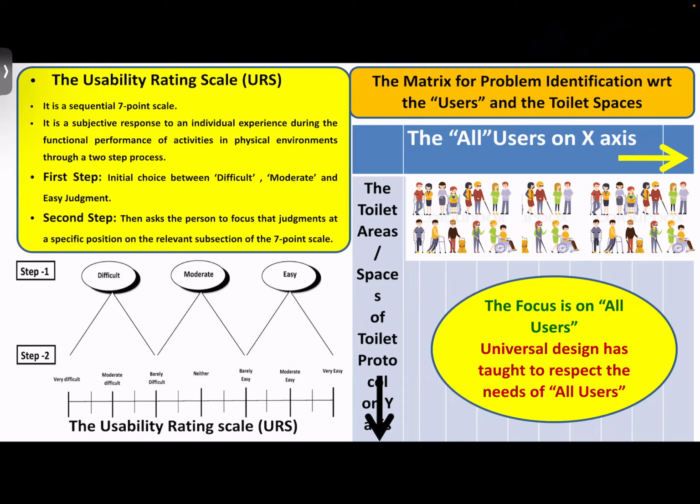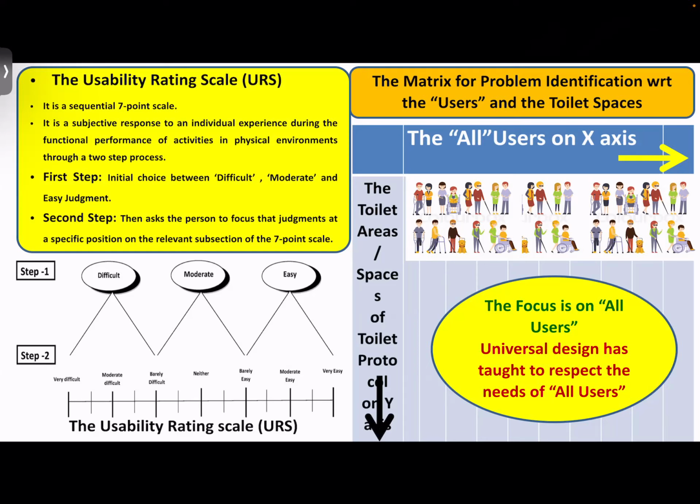URS. Basically, it is a 7-point scale. As you can see in the picture, it is a 7-point scale. And over here, we ask a question twice. For performing any kind of activity in any space, the person is asked a question, whether it is difficult, moderate, or easy. If it is easy, then it goes to the portion of easy.